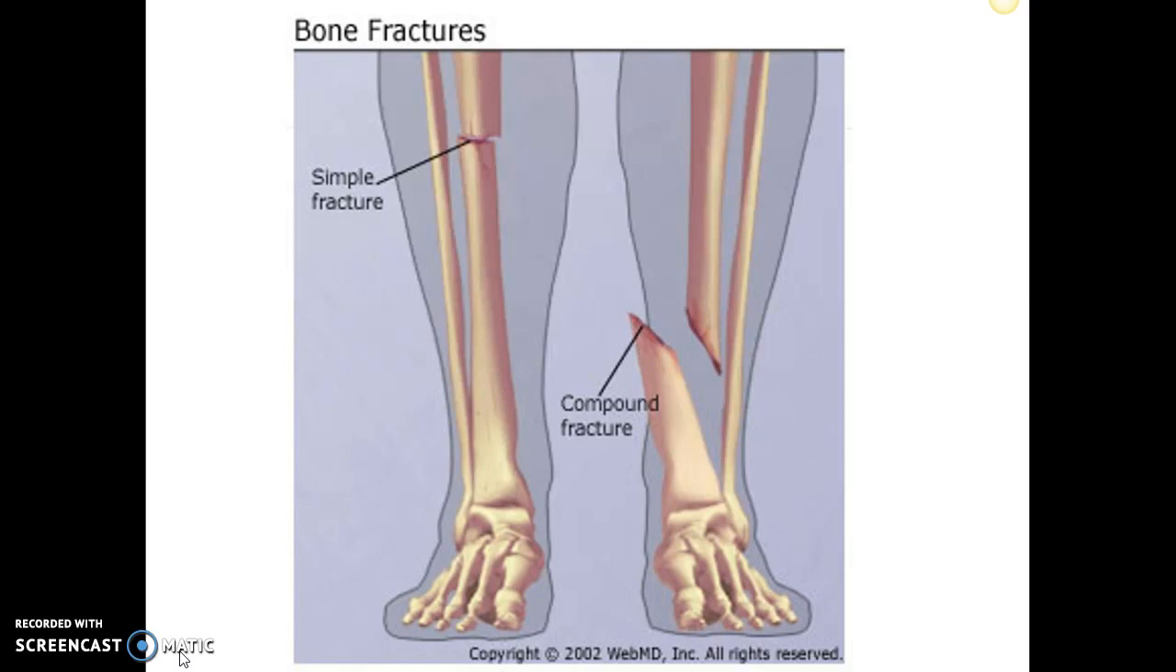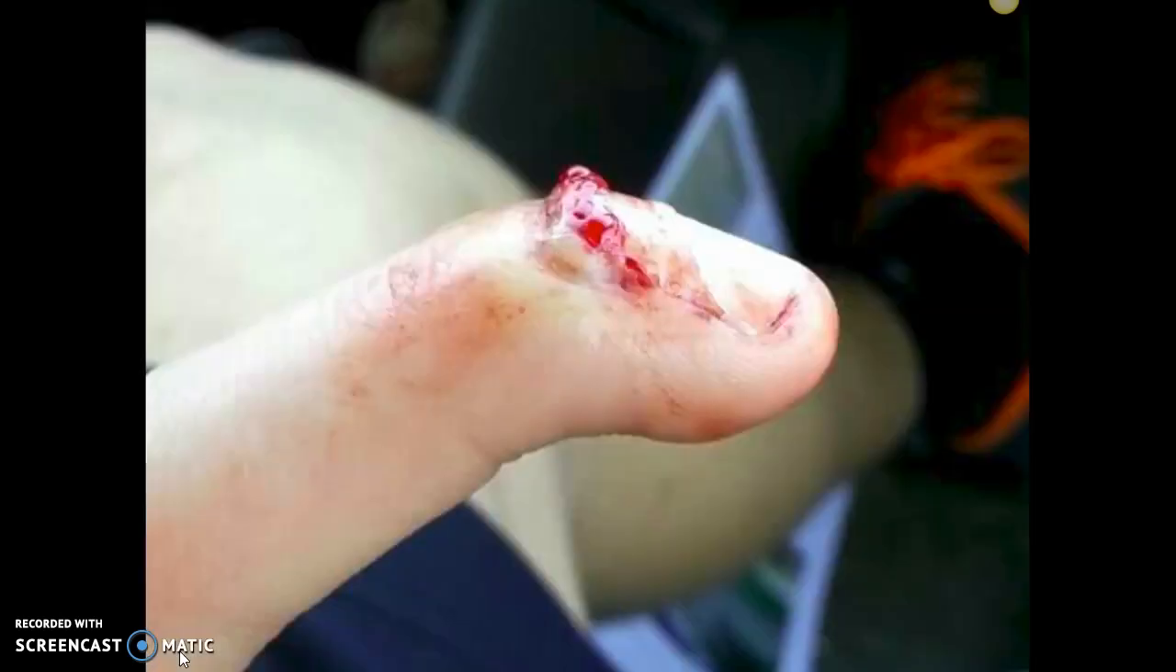A compound sounds like compound, you think would be more, but really a compound just means it's extruding outside the skin. So a compound is just a simple fracture that is protruded outside the skin. There's different types of simple fractures. There's Aaron's finger, compound fracture. His bone is sticking out.